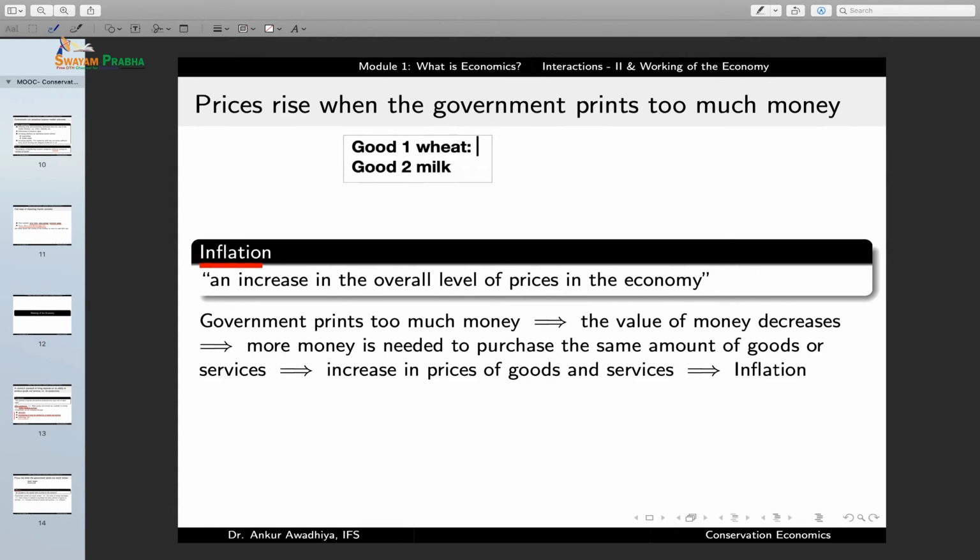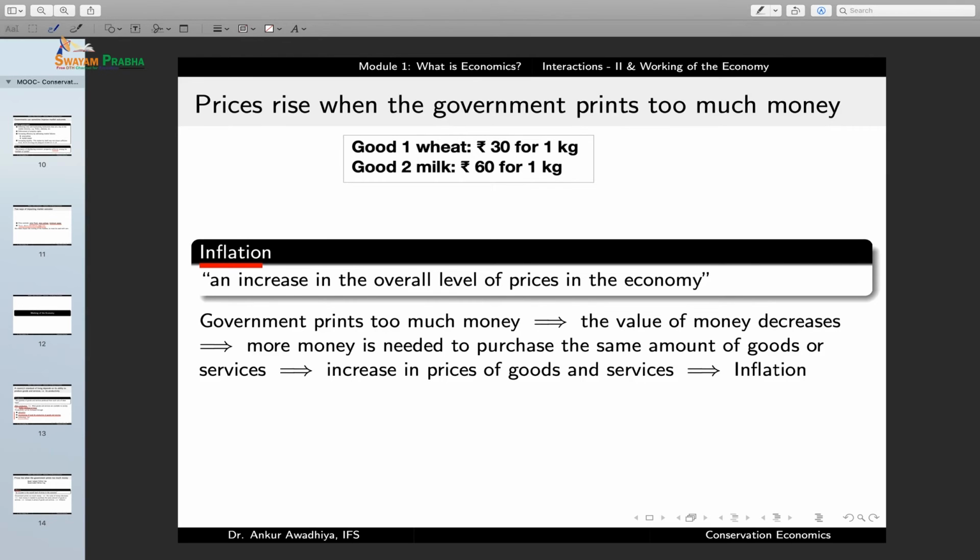And the wheat is being sold for, say, 30 rupees for 1 kg, and the milk is being sold for 60 rupees for 1 kg. Now, these are the levels of prices prevailing in the economy at present. So, for 1 kg of wheat, you have to pay 30 rupees. For 1 kg of milk, you have to pay 60 rupees.